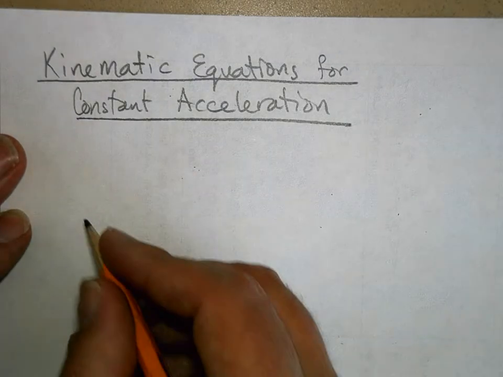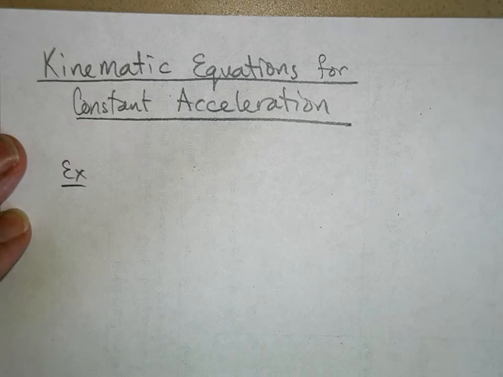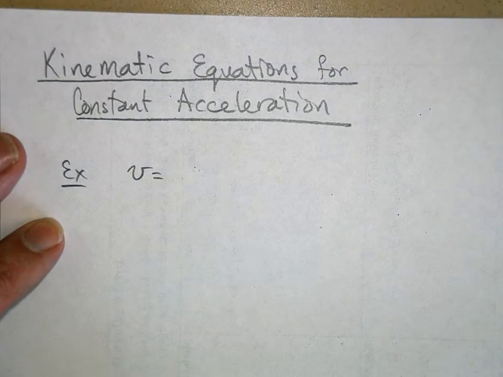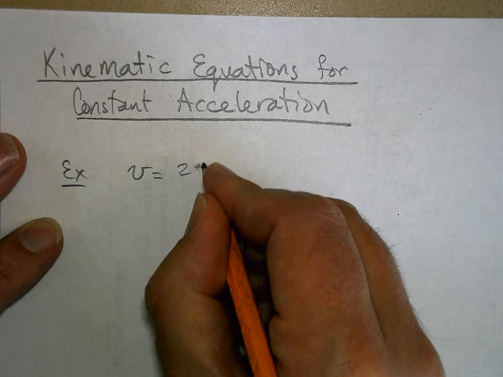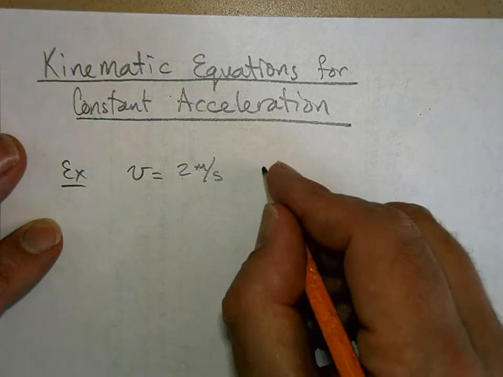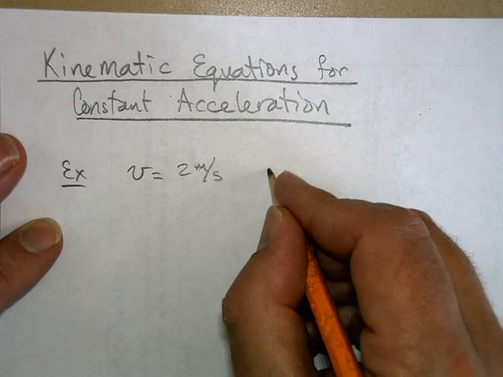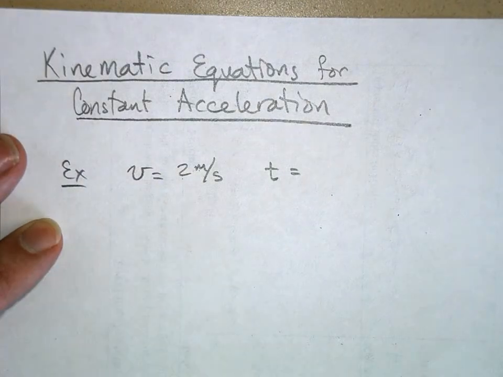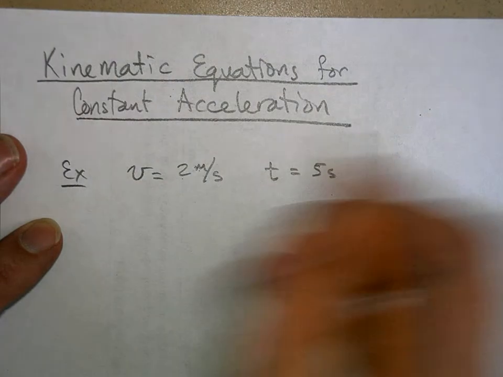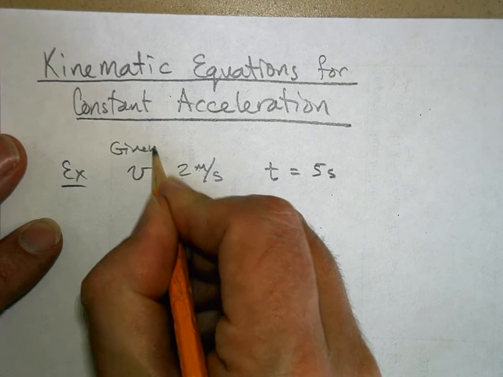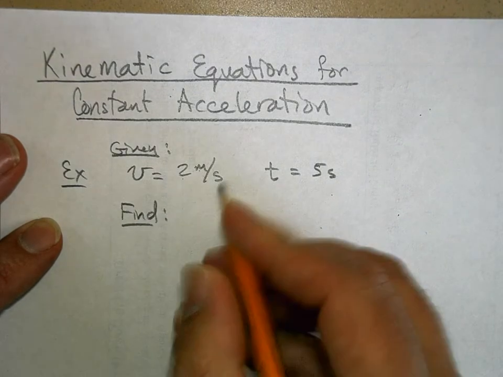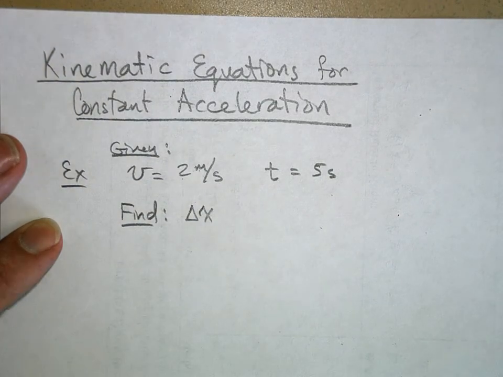So let's suppose we have a little example problem here. Suppose I tell you that the velocity of an object is 2 meters per second, and that the amount of time that we're going here is 5 seconds. So this is what's given. And we want to find what is the displacement.